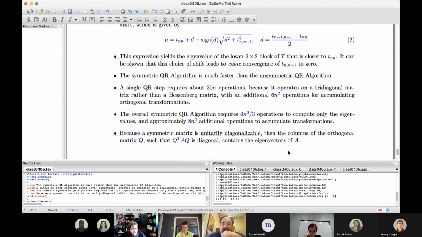So then on Wednesday, I will show how ideas from this algorithm can be used to compute the singular value decomposition of a matrix. And this was my advisor's biggest achievement of his career.